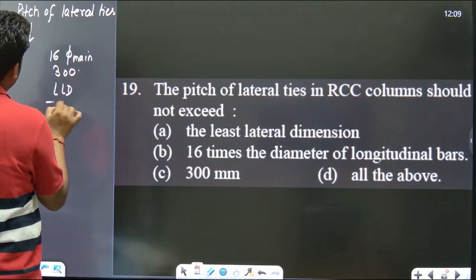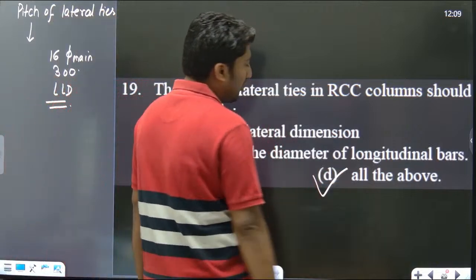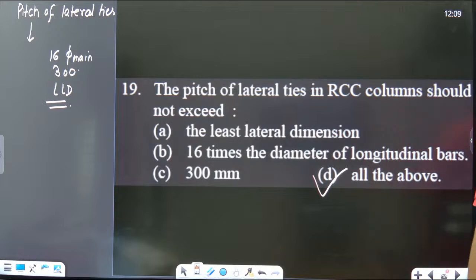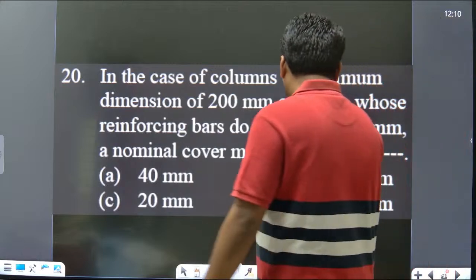Just now we have seen the question. So the pitch of the lateral ties should not be more than any of these values. So all the above, option D is the correct answer. Understood everyone? Moving ahead, next question. Answer this question.